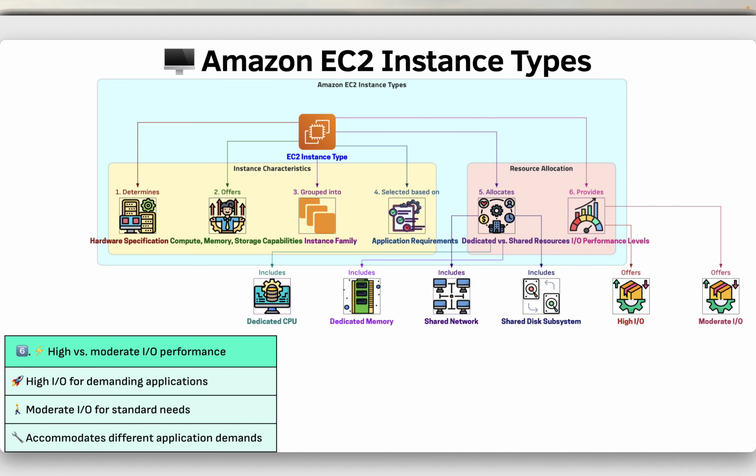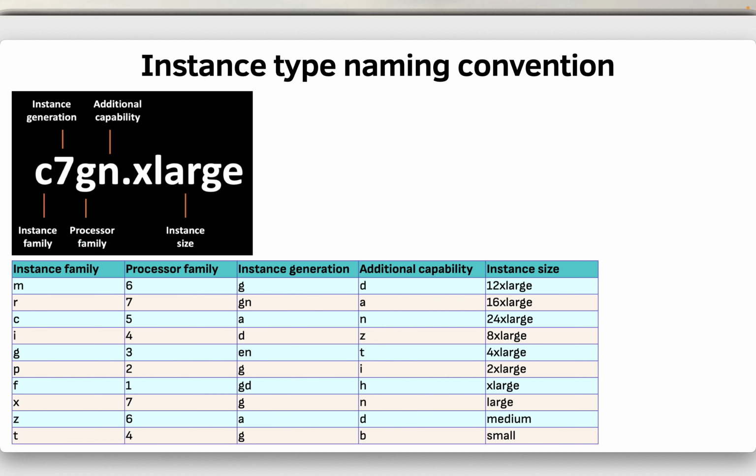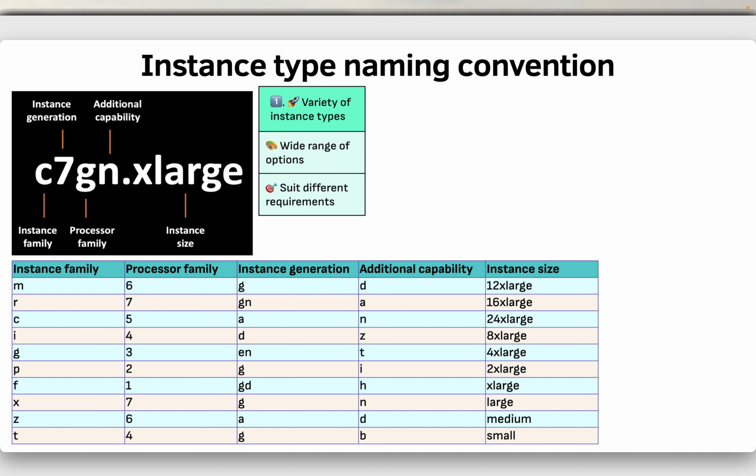So high versus moderate I/O performance. Instance types are designed with varying levels of input-output performance to accommodate different application needs, from moderate to high I/O demands. So, instance type naming convention. We have a variety of instance types, and Amazon EC2 offers a wide range of instance types to suit different requirements. So I'll be covering this.